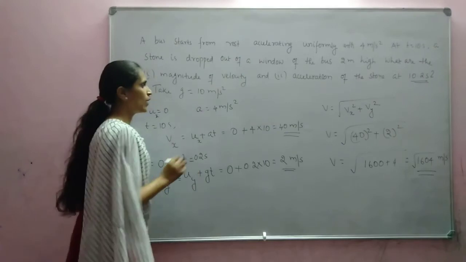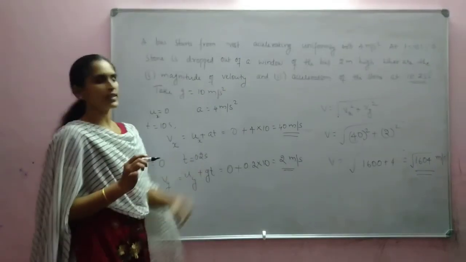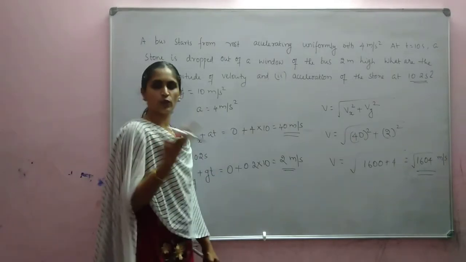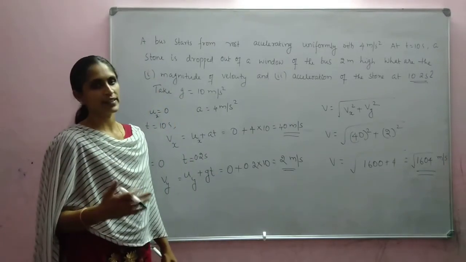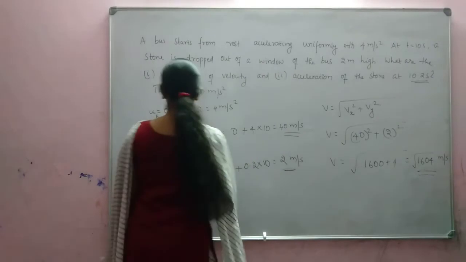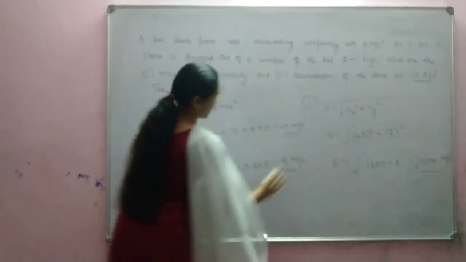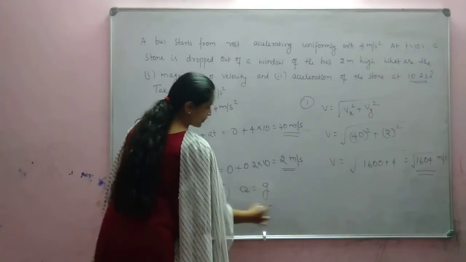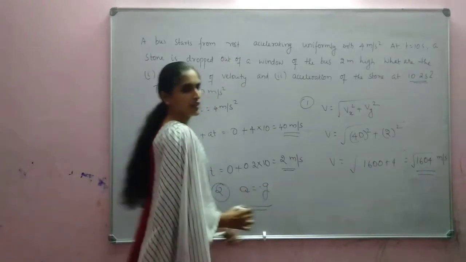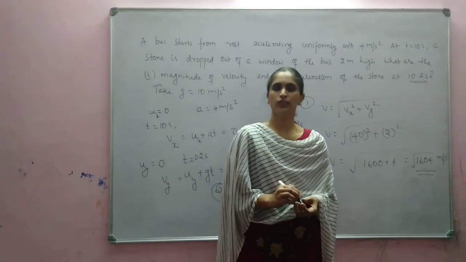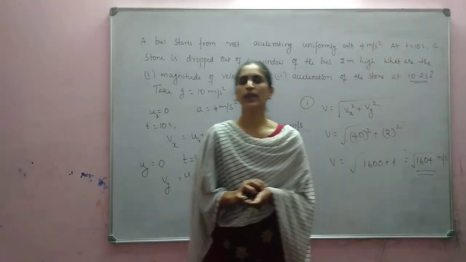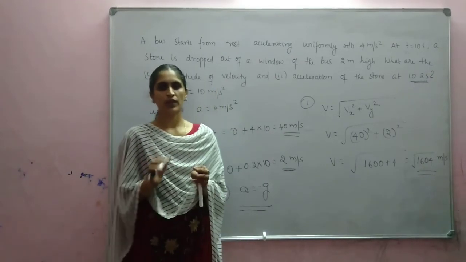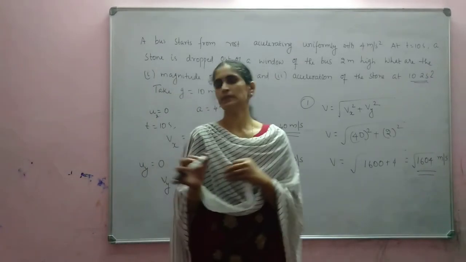Now we have to find the acceleration. Once it is detached from the bus, which force is acting? Gravity is acting. So for the second part, acceleration will be equal to acceleration due to gravity, acting in the downward direction. The only acceleration will be acceleration due to gravity, acting downward. Is it clear? Okay. Now we will discuss the next problem.